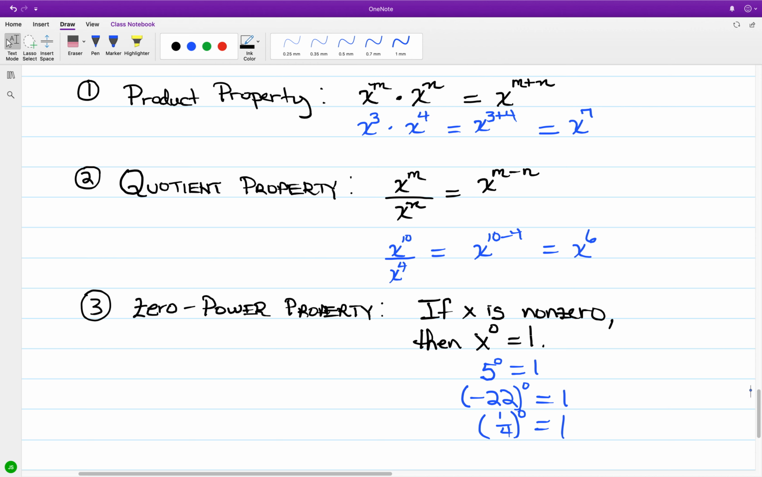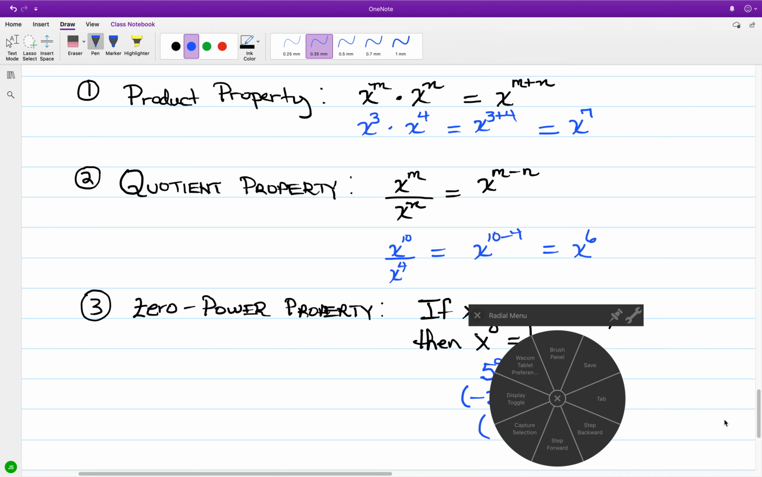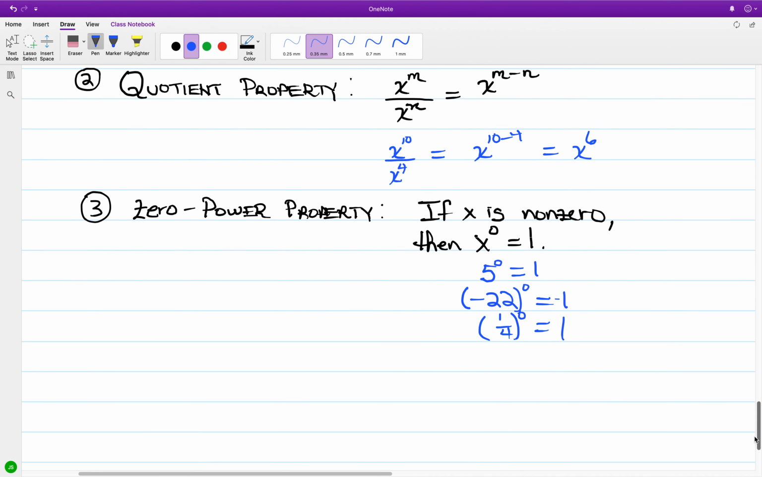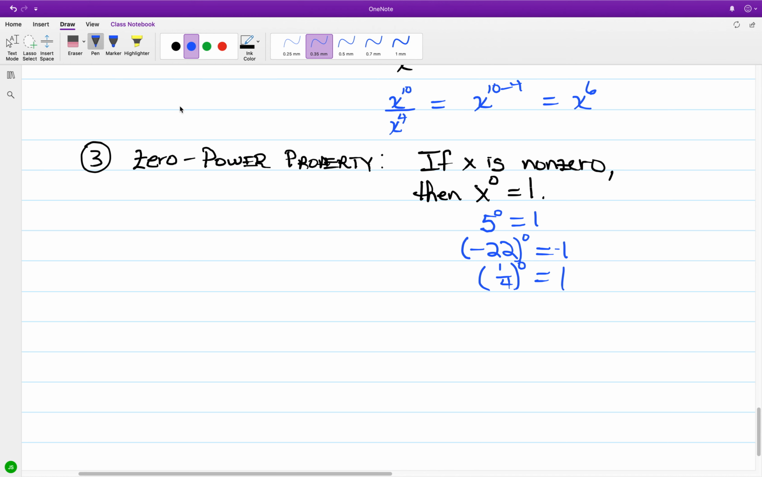And we have quite a few properties of exponents. And along with the product property, the quotient property, and the zero power property, we have the inverse power property. So any non-zero value to the zero power is equal to 1, even if that value starts out as a negative.